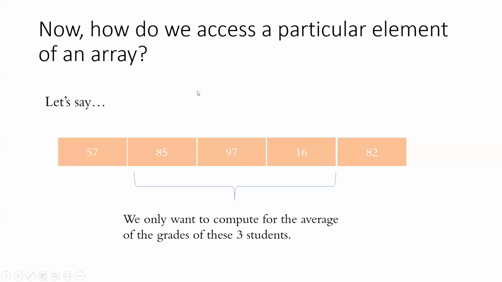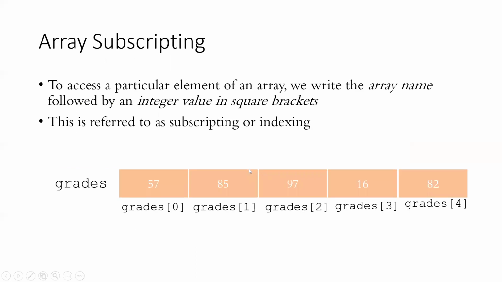So now, how do we access the elements of an array? Let's say we have this array grades, and we only want to compute the average of the grades of these 3 students only, right? So we have the 85, the 97, and 16. How can we access these three grades for these 3 students? To access a particular element of an array, we write the array name, in this case our array is grades, followed by the integer value in square brackets. This is what we refer to as subscripting or indexing.